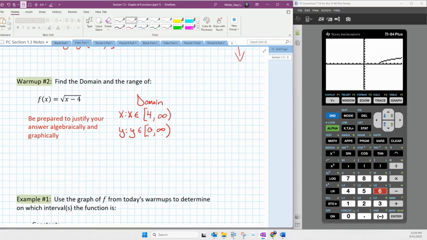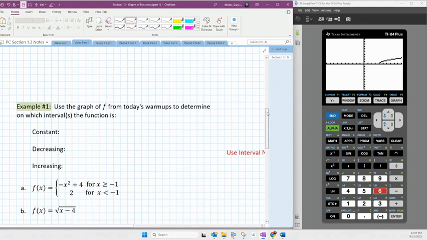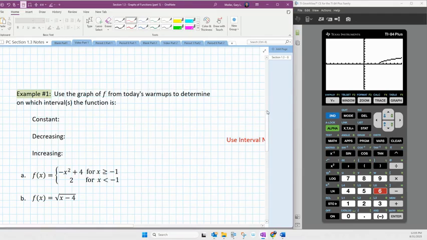Okay, so let's get back to math. Let's set the calculator aside for a moment, and let's continue here. Example number 1, use the graphs from today's warm-ups to determine on which intervals the function is constant, when it's decreasing, and when it's increasing. So the two functions we had were a and then this b.